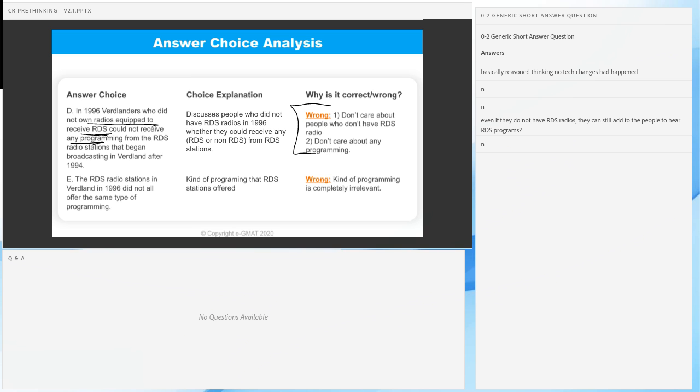Basically, reason thinking no tech changes that happen. Okay, some people think that as well, and it's good to really bring this out. Now, remember this in the context of CR. If you're given a constraint in the argument, you're not going to go outside of it. If it tells you that you need RDS radio to receive RDS programming, you cannot have tech changes.